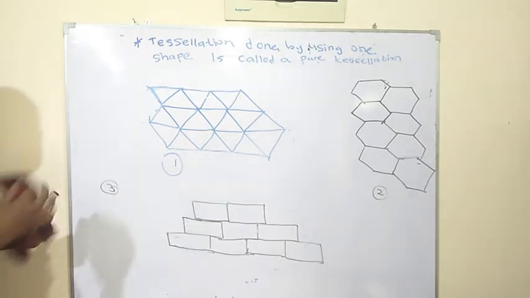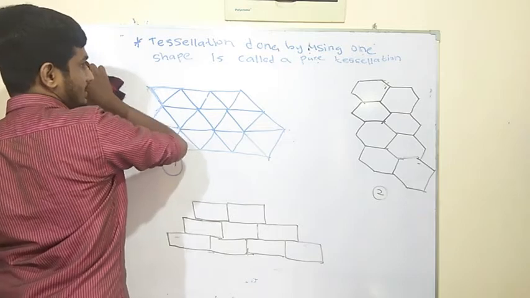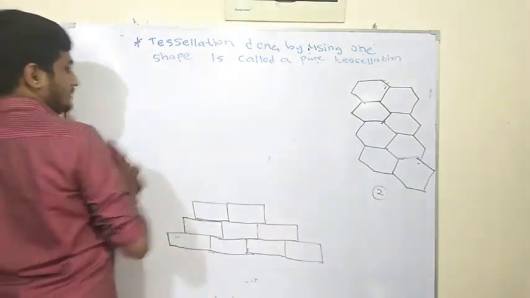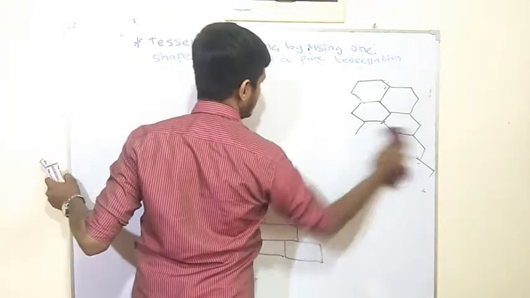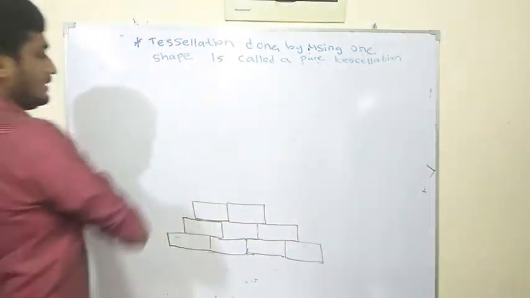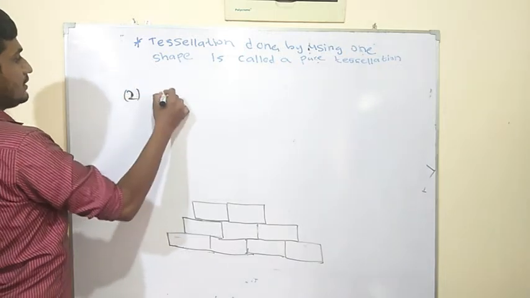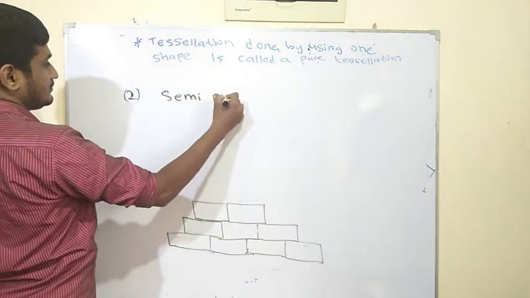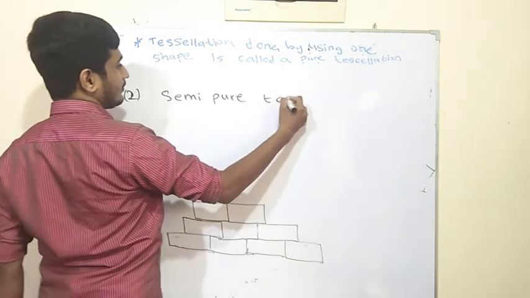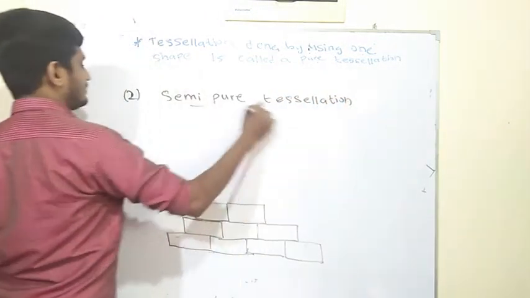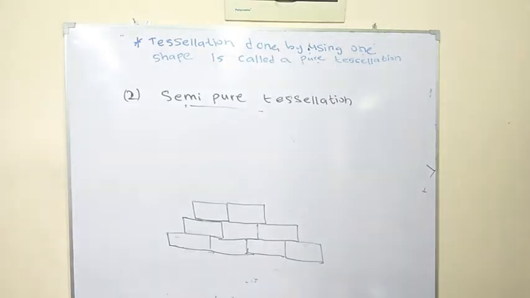Now the next subtopic is semi-pure tessellation. Number 2, semi-pure tessellation. Write down the topic: semi-pure tessellation.